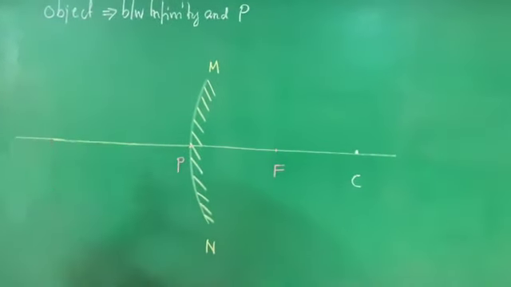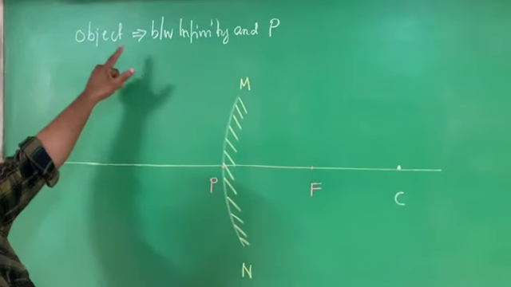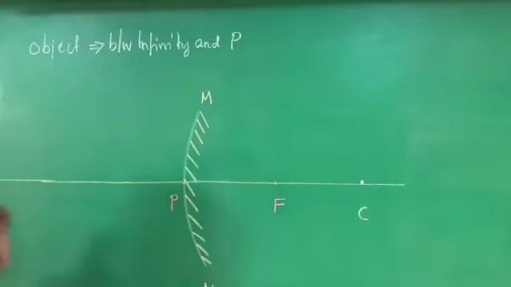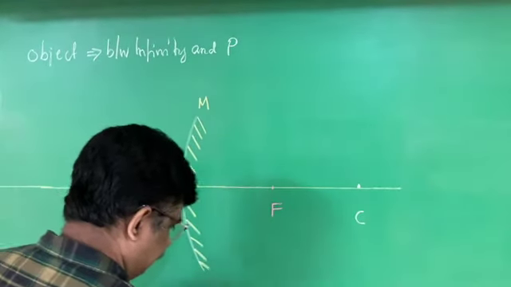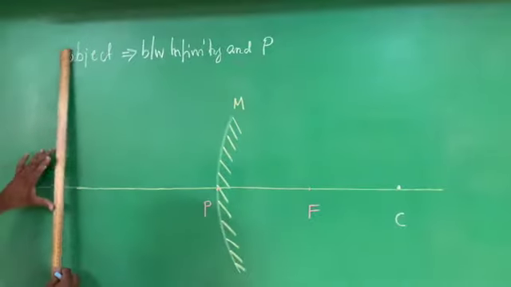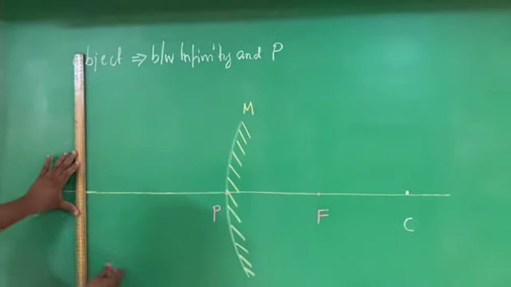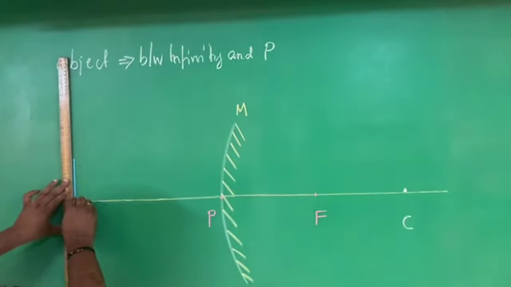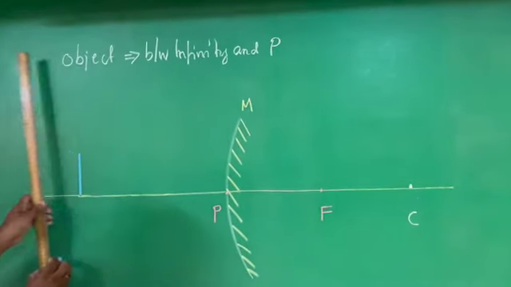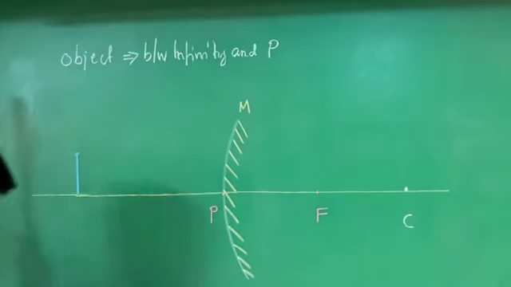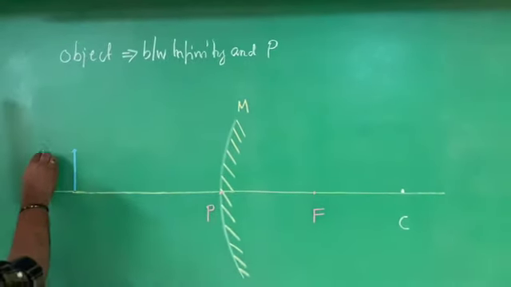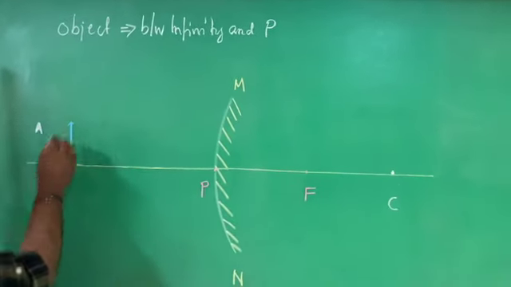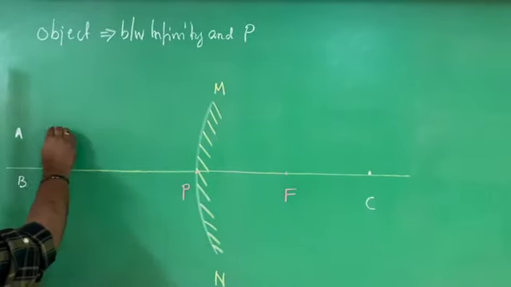Right? Now we think, where is the object? Object is between infinity and P. P is here, somewhere infinity, I keep it here. What I do is, I keep the object here. Anywhere I can think. Anywhere between infinity and P. This is the object. Object, I name the object as AB. Right? This is the object.